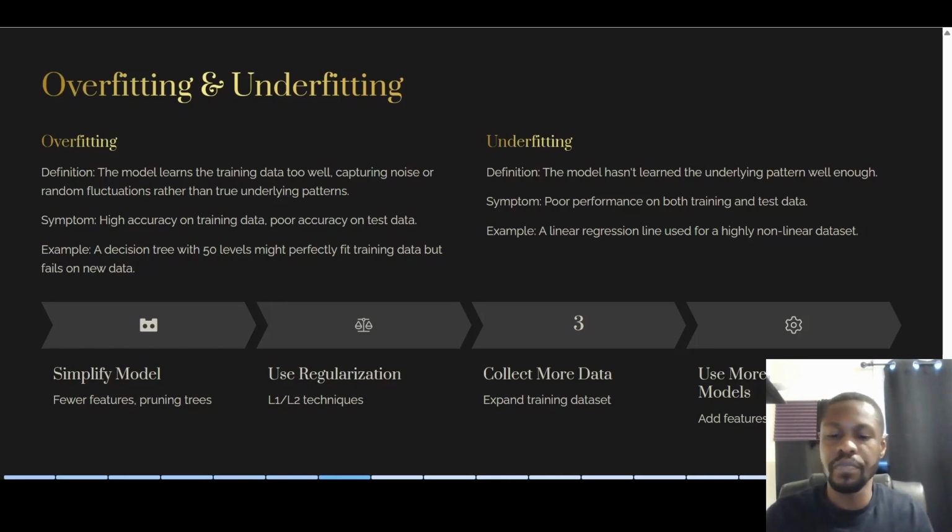Alright, and so using the same example, this is when the student just hasn't done enough study. And so when they go into the exam, they'll fail either way.